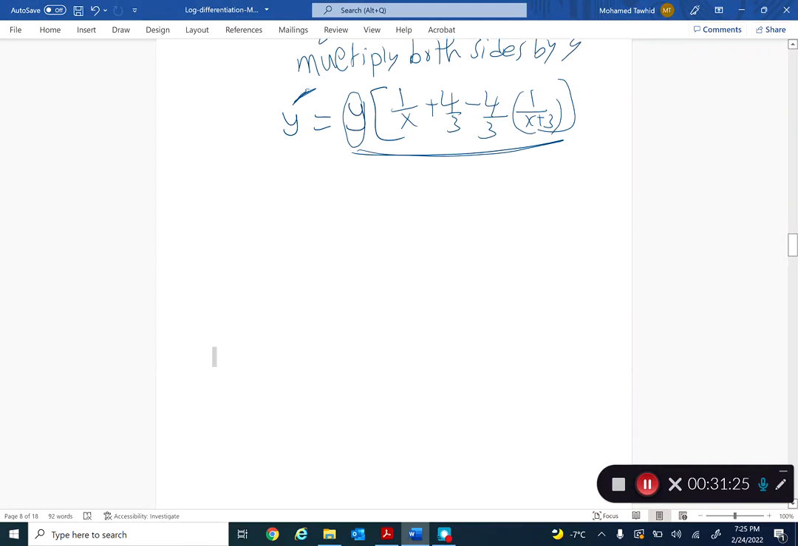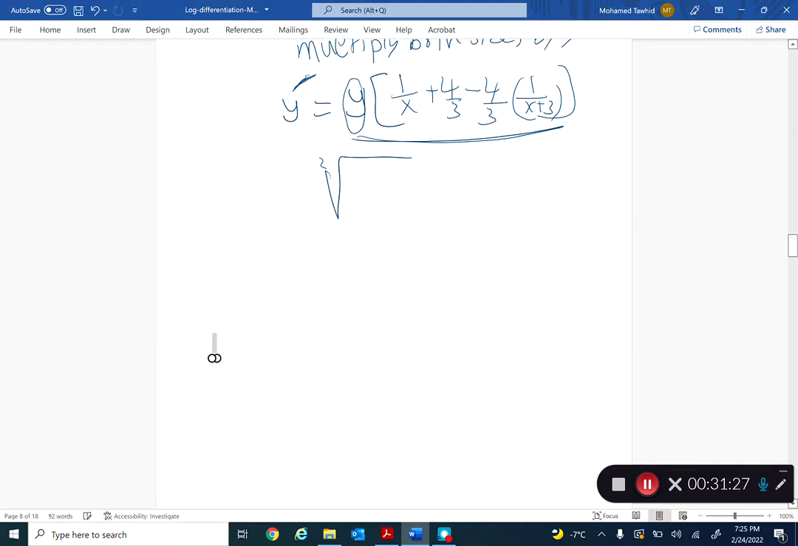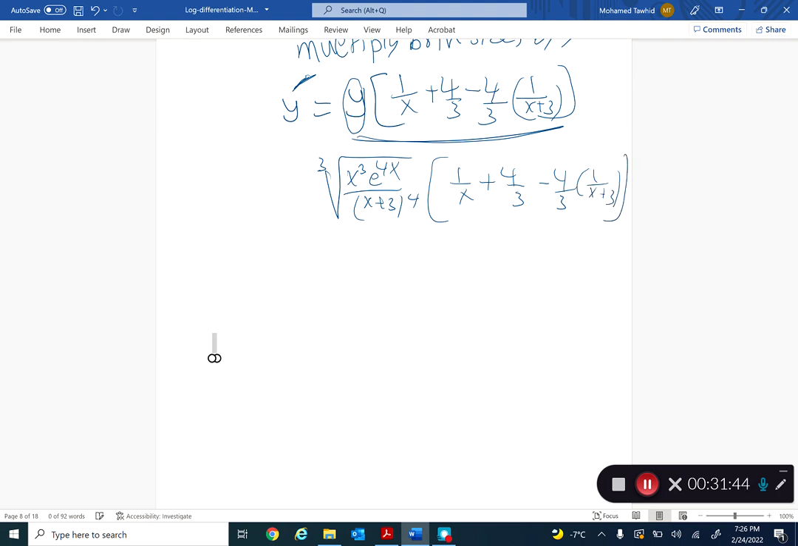I just copy it: it will be the third root of x cubed e to the power 4x divided by (x plus 3) to the power 4, the whole thing multiplied by 1 over x plus 4 over 3 minus 4 over 3 multiplied by 1 over x plus 3, and then you are done. That is your y prime.